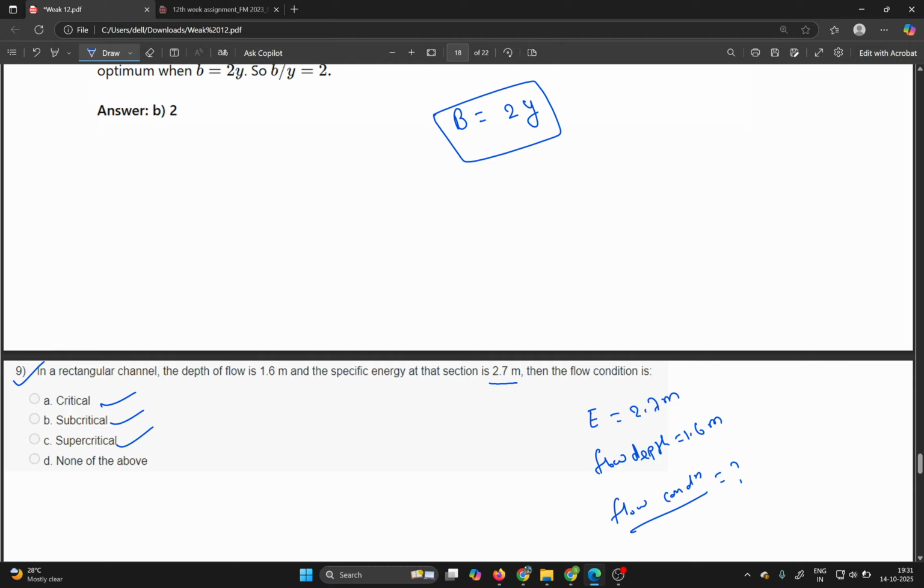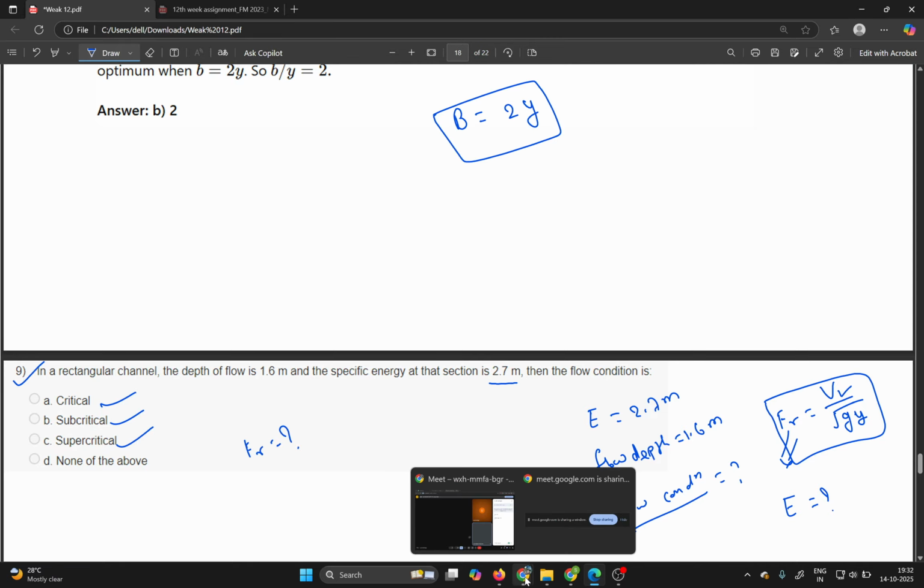How will you decide? Based on your Froude number. Using the Froude number formula you know already, V by root gY. If it is a rectangular channel, you need to take Y, that is flow depth. You already know g, and somehow you need to calculate the V. Based on the E formula, you need to calculate the V, then put it in this and calculate the Fr, and based on the Fr value, you need to tell critical, subcritical or supercritical.